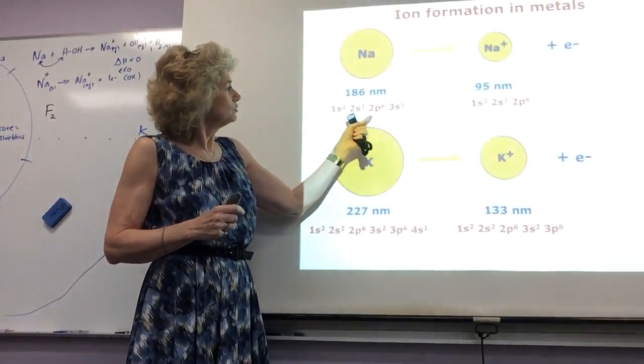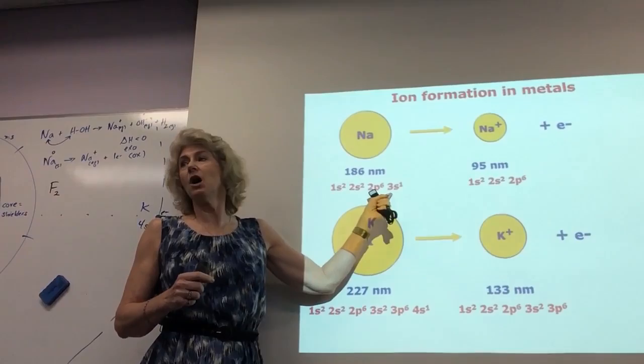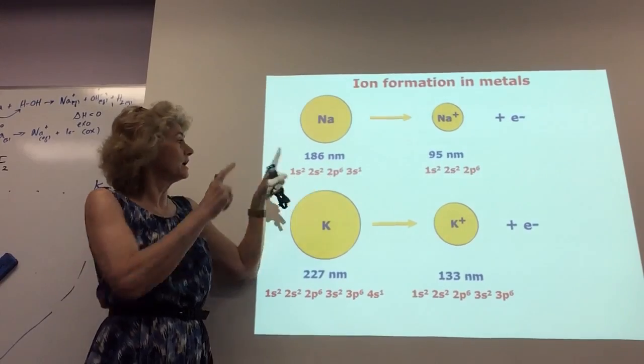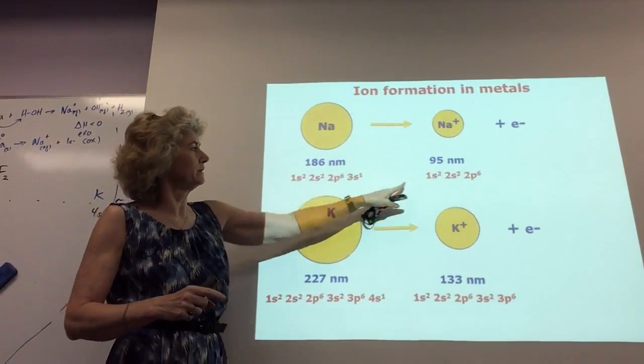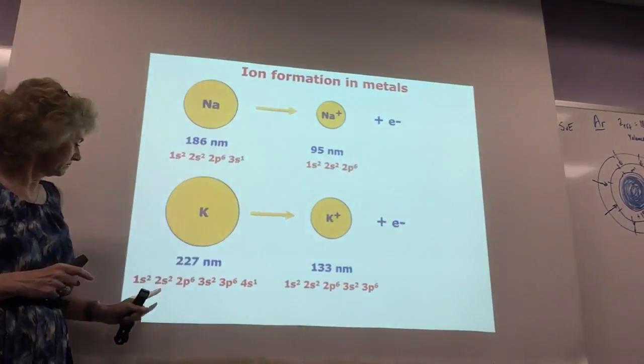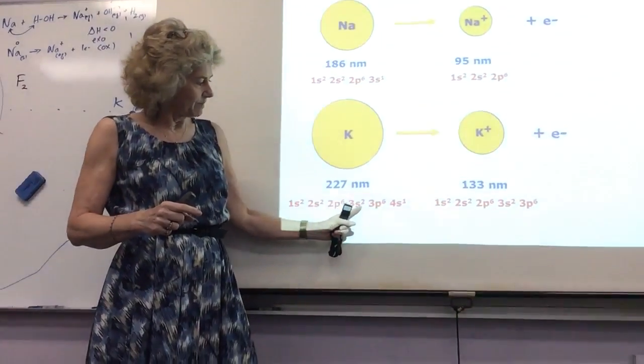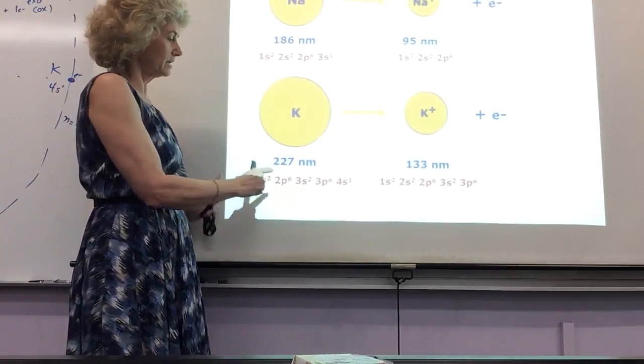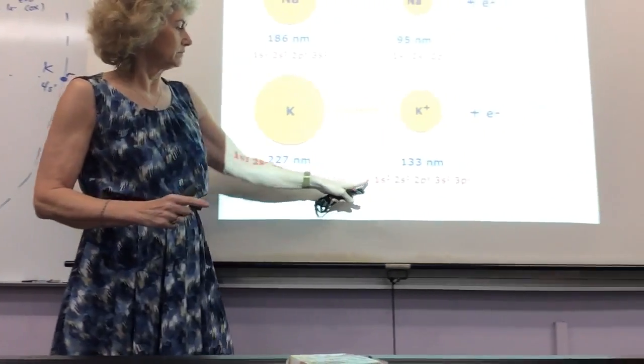1s2, 2s2, 2p6, 3s1. Do you have to write all that? No. We could write, what's 2p6? Neon, square brackets, 3s1. Neon, or the whole thing. Here we have 1s2, 2s, and so on. So what's 3p6? Argon. So we could write argon in square brackets, 4s1, and argon.